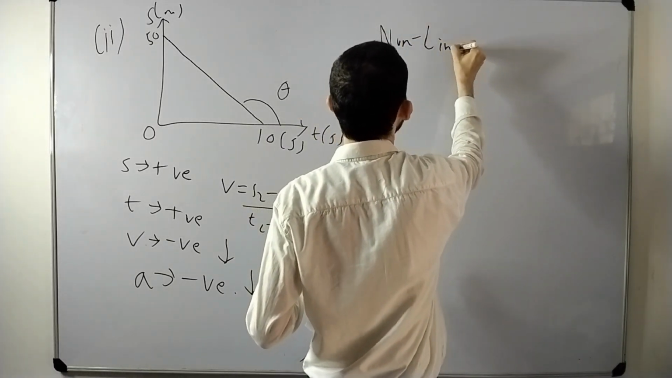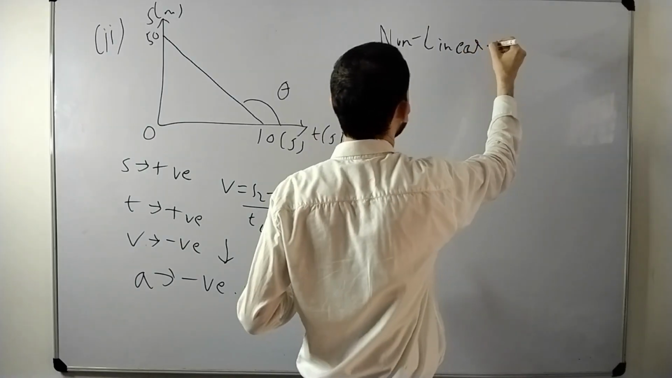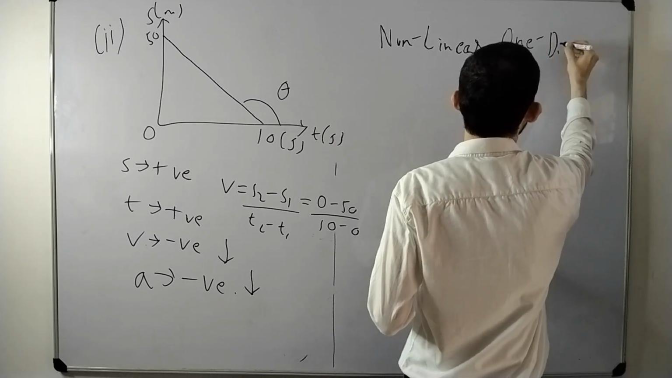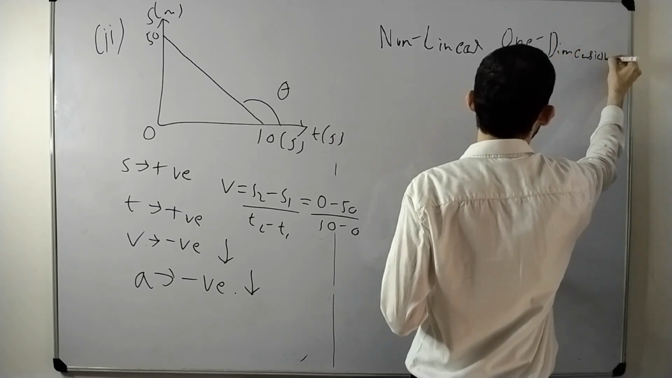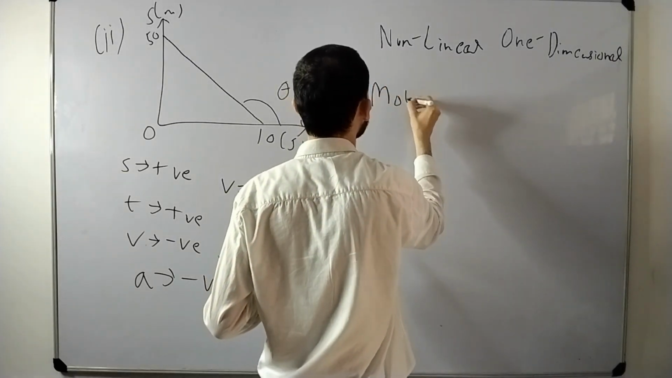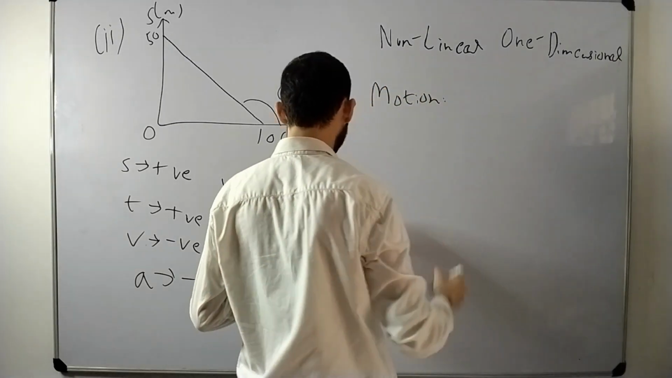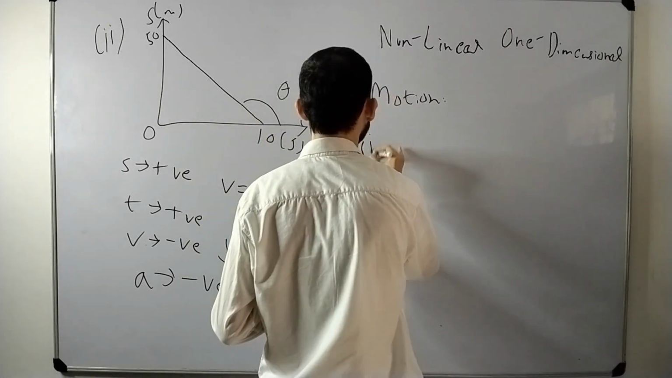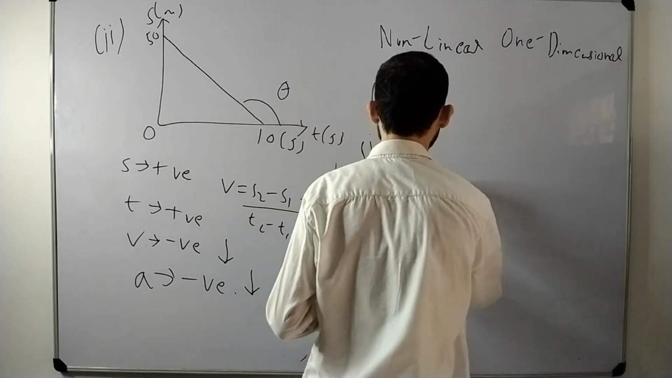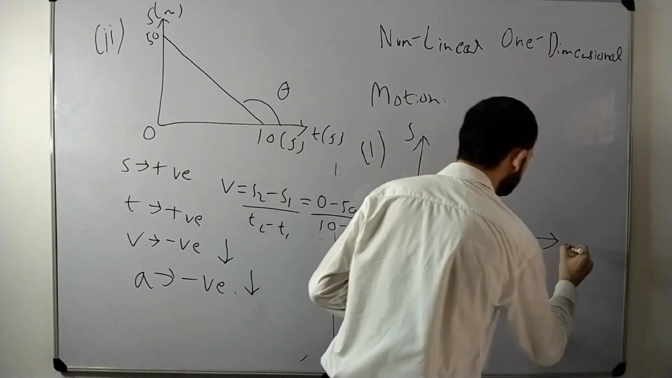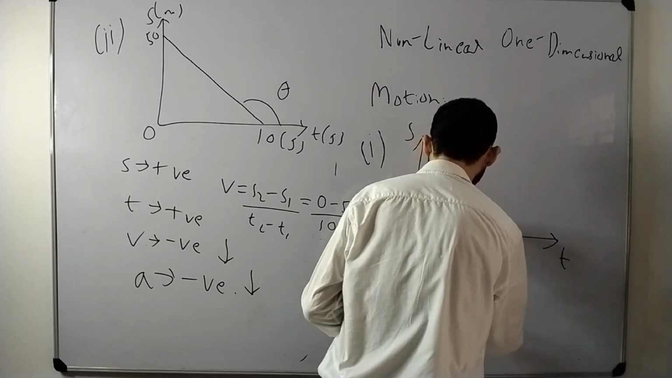Non-linear one-dimensional motion. So this was linear one-dimensional motion, students. Okay, non-linear one-dimensional motion. So what should I write? So anything you like. This is S and this is T. And this is concave upward.